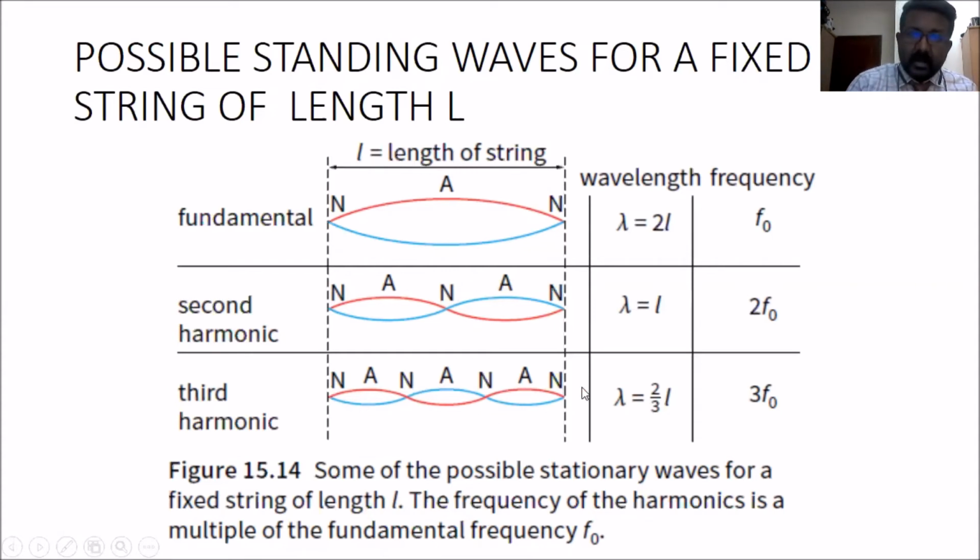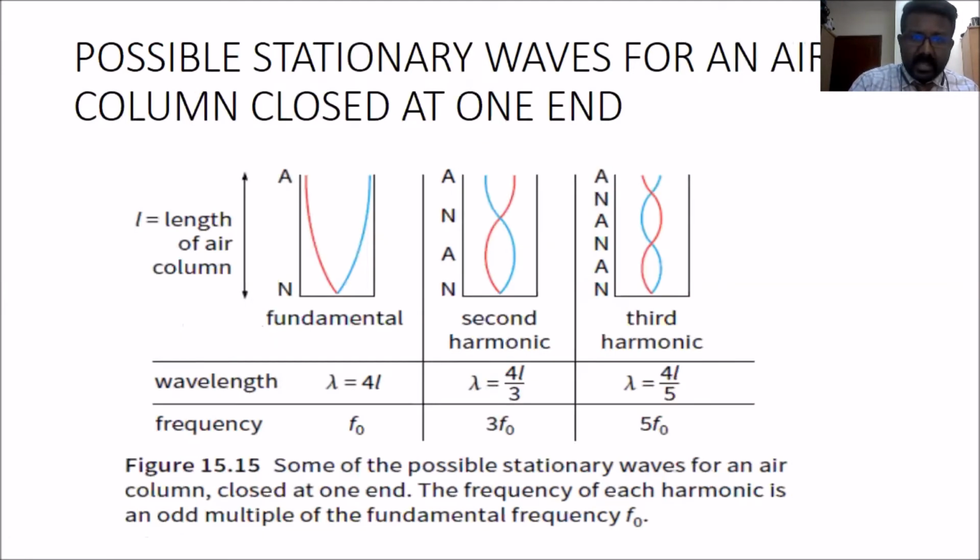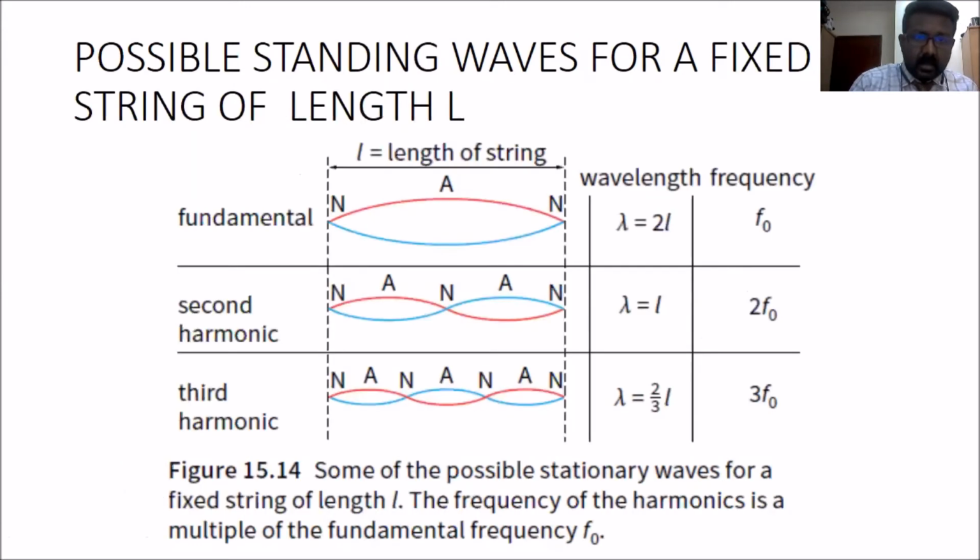Whereas in the case of possible standing waves for a closed organ pipe, you will be able to see that for the fundamental mode of frequency there is only 1 antinode and 1 node. For the second harmonic, there are 2 antinodes and 2 nodes. And for the third harmonic, definitely it will be 3 antinodes and 3 nodes. So you have to keep this in your mind, because this will be very useful in problem solving.